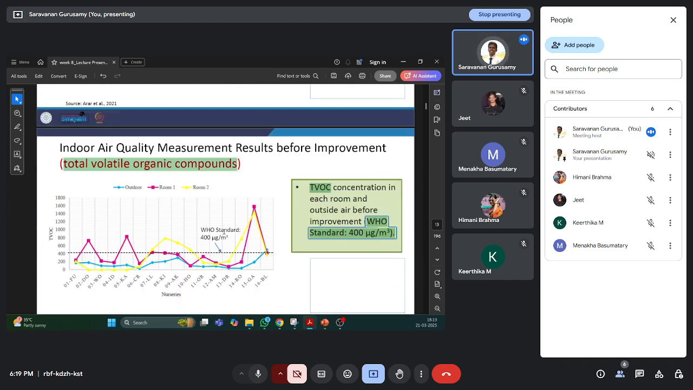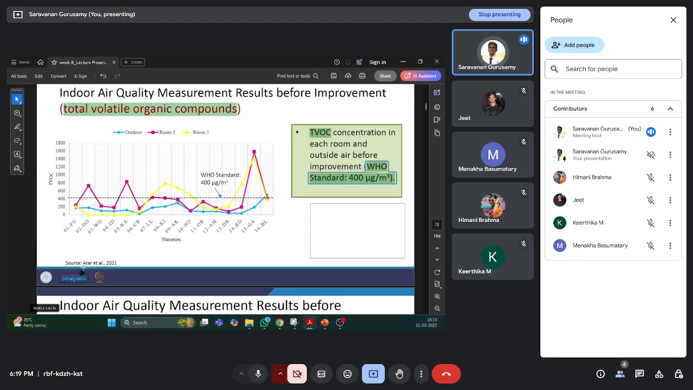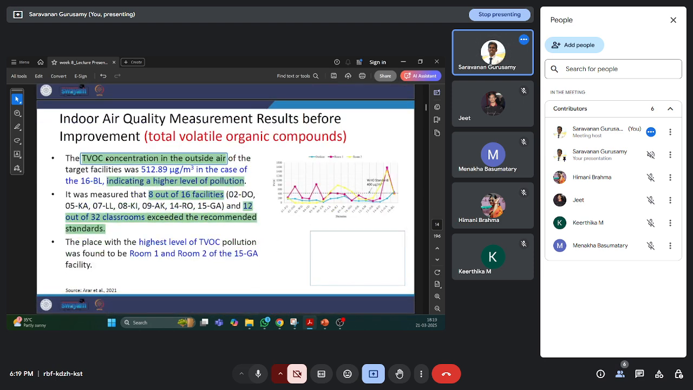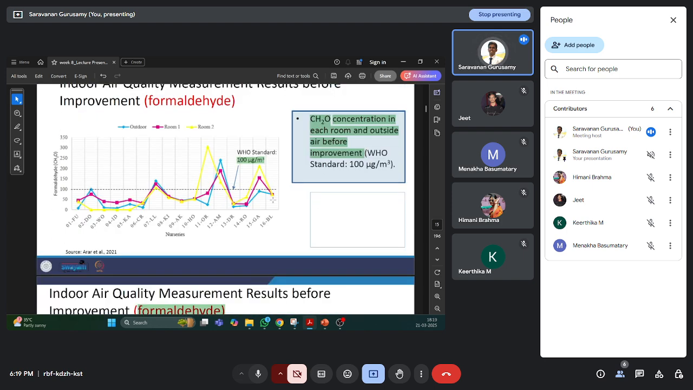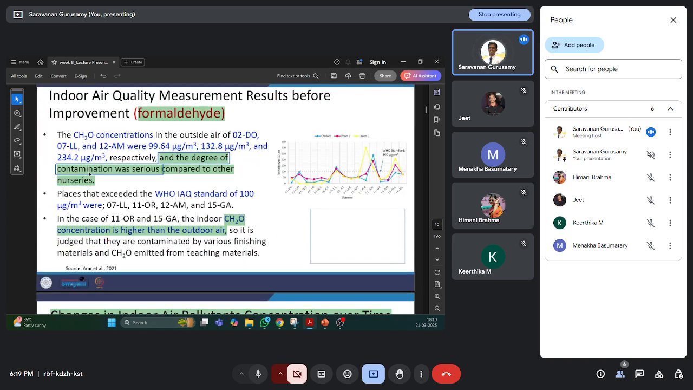Then volatile organic compounds, the limit is 400 microgram per meter cube. The unit is microgram per meter cube. That much lower amount it should be, because the impact of volatile organic compounds we have already seen, right? If you see the outdoor, everywhere the outdoor is very less. Only the indoor is very high, indicating a higher level of pollution, exceeding the recommended standard levels. And also the formaldehyde, the blue line will be less than that. The limit is 100 microgram per meter cube. That is a very serious degree of contamination.